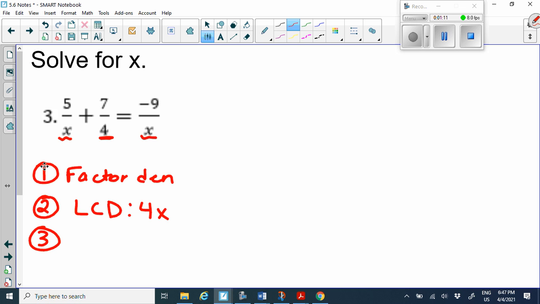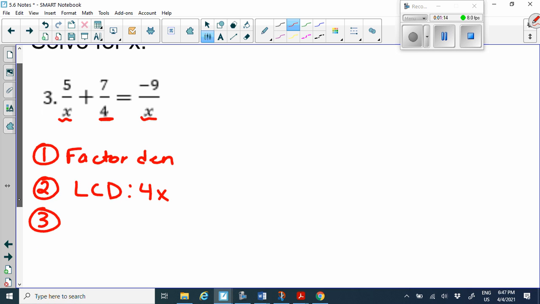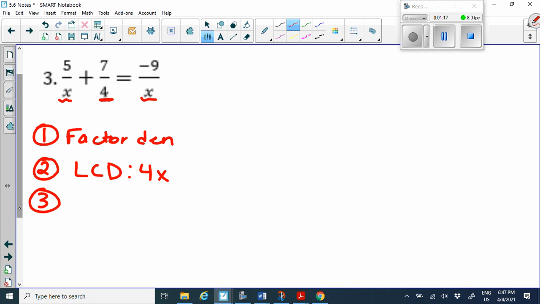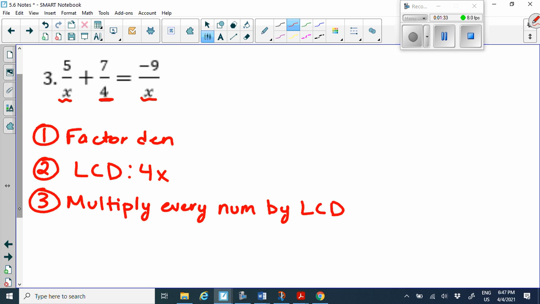Okay, here comes the next step. Our third step is going to multiply both sides, and really all numerators, by the LCD. So we're going to multiply every numerator by the LCD. I'm going to rewrite this: 5 over x, and then plus 7 over 4, and then equals negative 9 over x. I'm going to do this in a different color. So our LCD is 4x, so I just multiply all the numerators by the 4x.